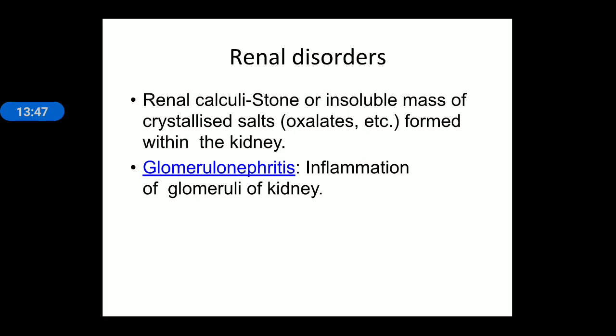Now these are the disorders related with the kidney. First is kidney stone, known as renal calculi. If the stone is formed within the kidney, then it is known as renal calculi or renal stone. Second disorder is glomerulonephritis. The suffix -itis is for inflammation. So when inflammation takes place in the glomerular part, this is known as glomerulonephritis.